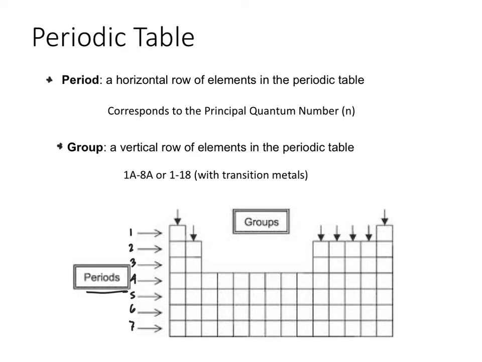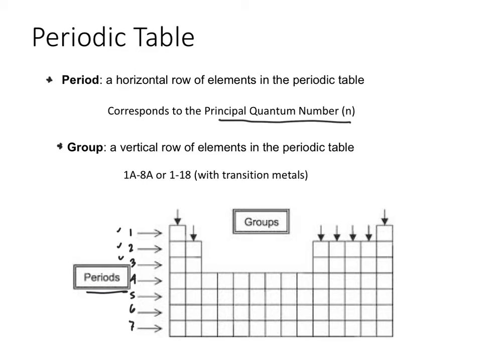Now, in that period, obviously the numerical values that have just been assigned correspond to the principal quantum number. So you can figure out lots of information from your principal quantum number, as we discussed before, and that tells you a lot of information about the elements and their electrons and such in that particular period.